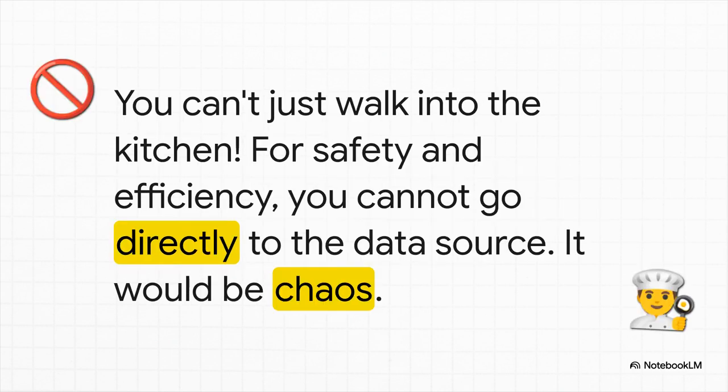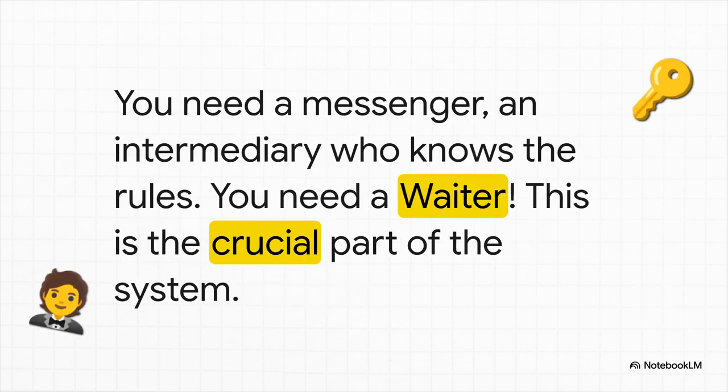But here's the thing, and it's a really important rule. You can't just waltz into the kitchen yourself. It would be total chaos, right? Imagine every customer running back there. It's just not safe or efficient. And it's the same with data. You can't just go directly to the source. So you need a go-between, a messenger, someone who knows exactly how to talk to you and how to talk to the kitchen. You need a waiter.